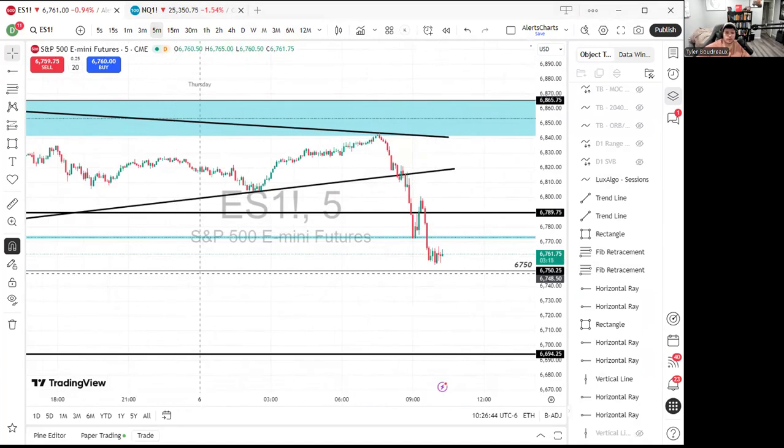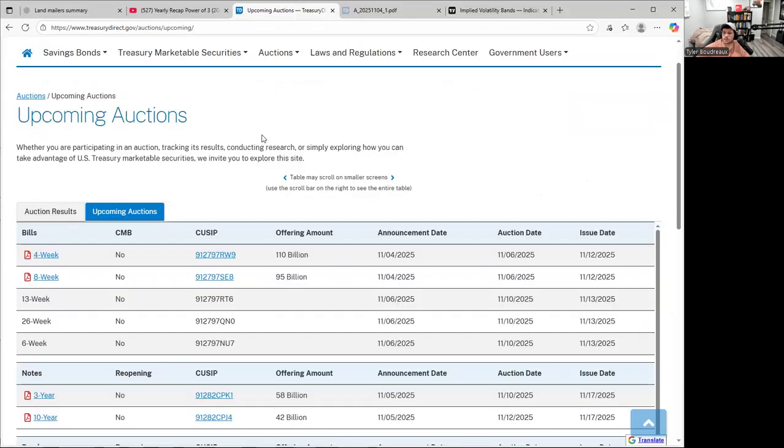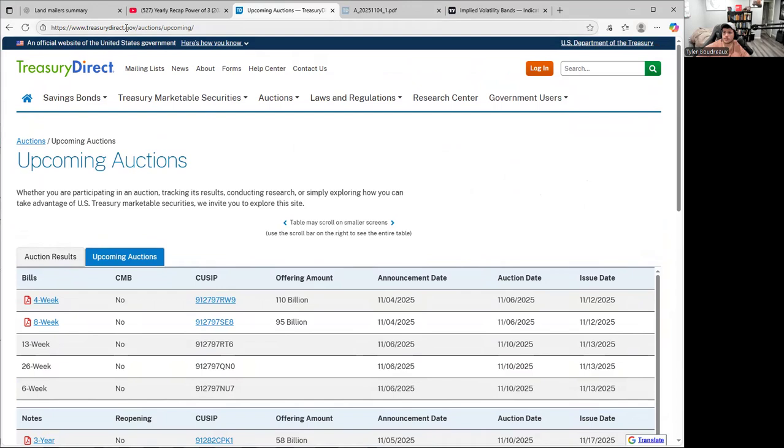So I will go ahead and share this screen here. So these treasury auctions, if you want to see me, go to treasurydirect.gov/auction/upcoming. You can see their offering amount, and I'll show you the contracts here. Now, the announcement date is the 4th. The issue date is the 12th. The auction is currently happening right now.